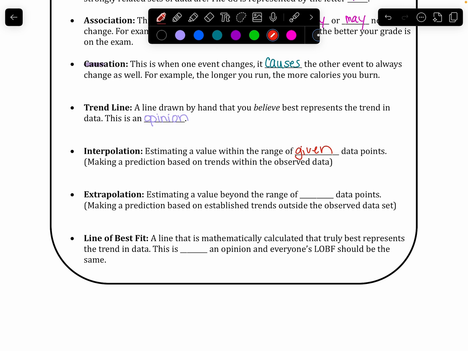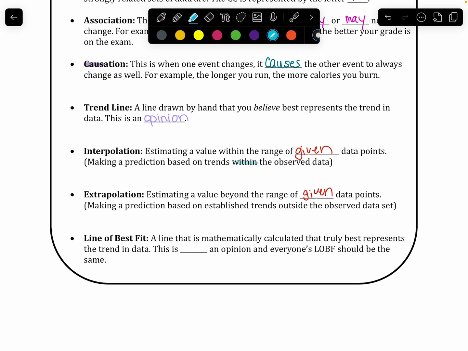This is where you make a prediction based on trends within the observed data. So if I'm looking at a scatter plot, for example, okay? Interpolation is where you're looking at the data within that scatter plot. You can see it, it's right there. You are making a prediction based on what you're seeing in your scatter plot, okay? Extrapolation is estimating a value beyond the range of given data points.